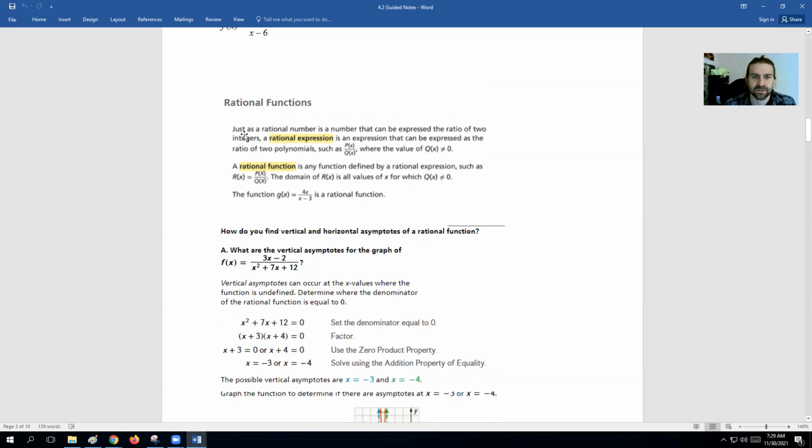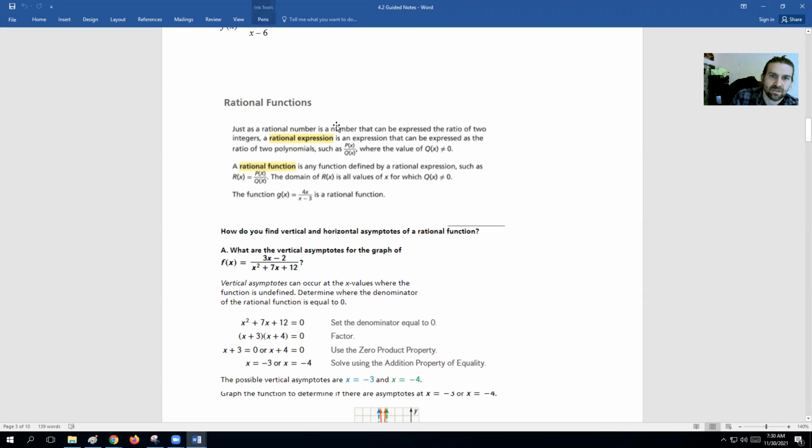All right, so just as any rational number, we can always express it as a ratio of 2 integers. So a rational expression is an expression that can be expressed by 2 polynomials, such as p of x and q of x. The one thing is that q of x cannot ever equal 0. So a rational function is a function defined by a rational expression, such as r of x equals p of x divided by q of x. So the domain of r of x is all the values of x for which q of x cannot equal 0. So that's a really fancy way of saying the domain is everything except for what makes the denominator 0.